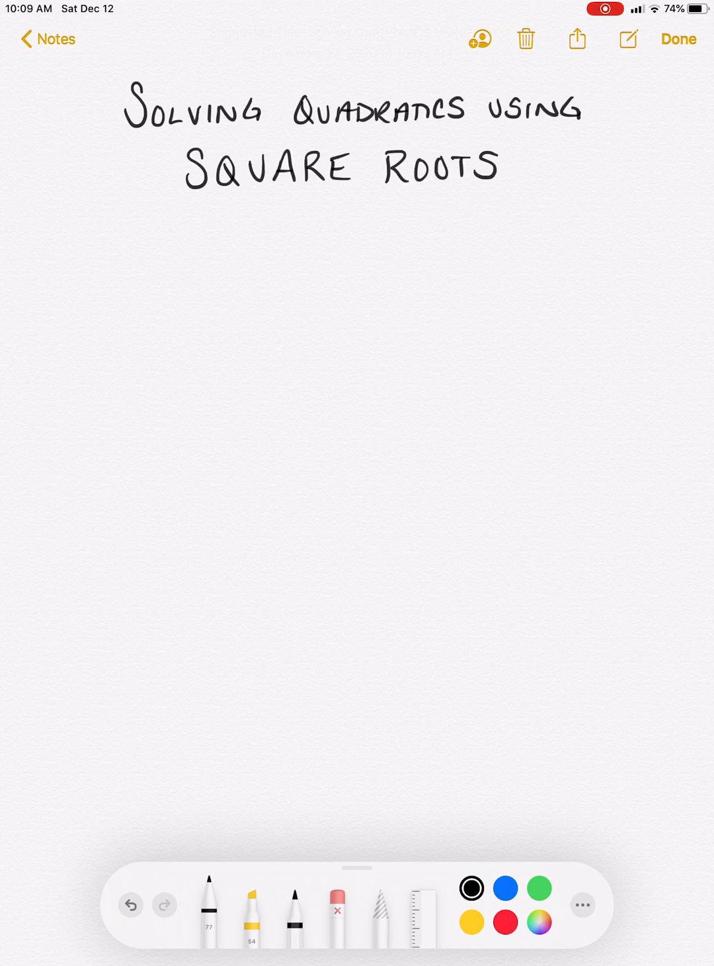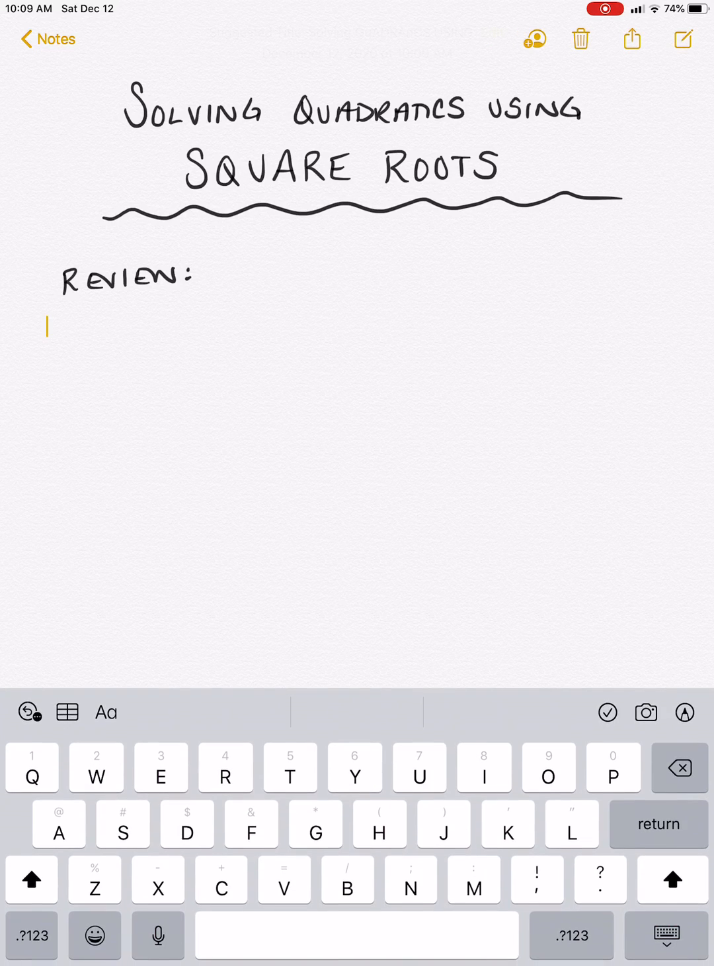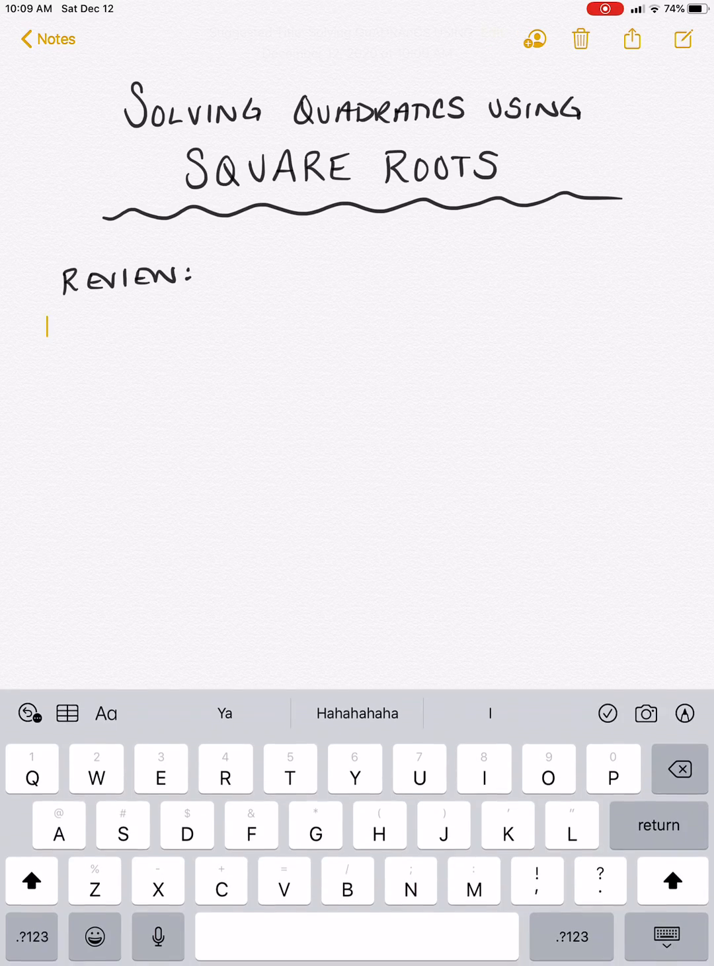Right, so what we're going to talk about is another method for solving quadratic equations, and this is going to be using square roots, okay? So we're going to go over a couple different things in this video, and what I would like to start with is a quick little review of simplifying square roots, just to make sure that we remember how to work through those concepts. And so what I'm going to do here is just a quick little review.